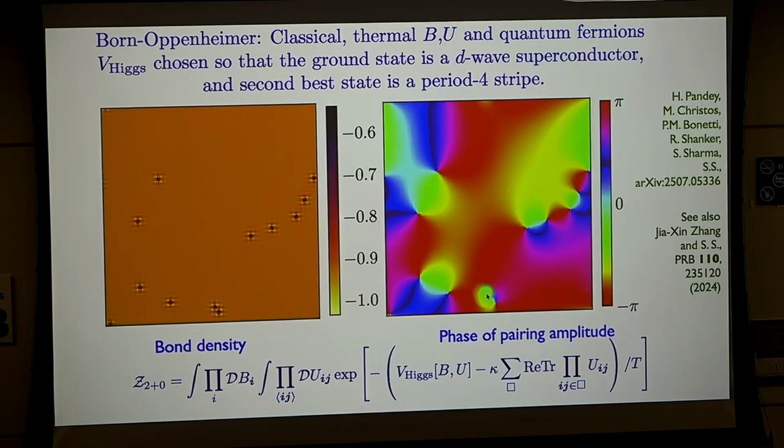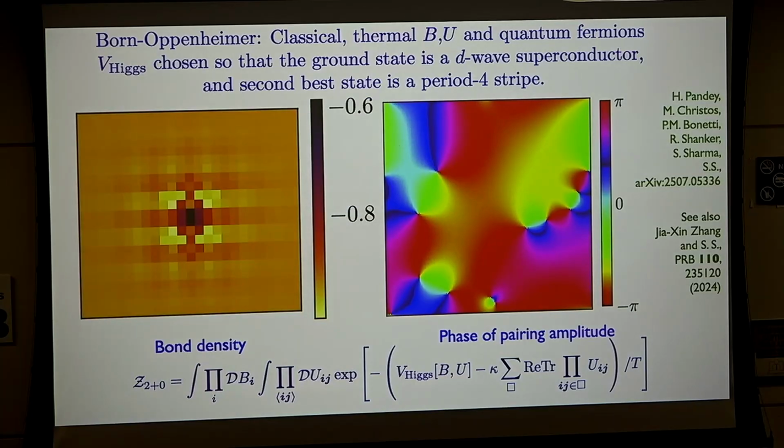Yes. These are vortices and anti-vortices, as you can see. They have to be paired up. And now, if you look at the bond variables, the bond density, which is like the Si.Sj expectation value on nearest neighbor sites, what you see are these modulations. So if I zoom into one vortex, this is what it looks like.